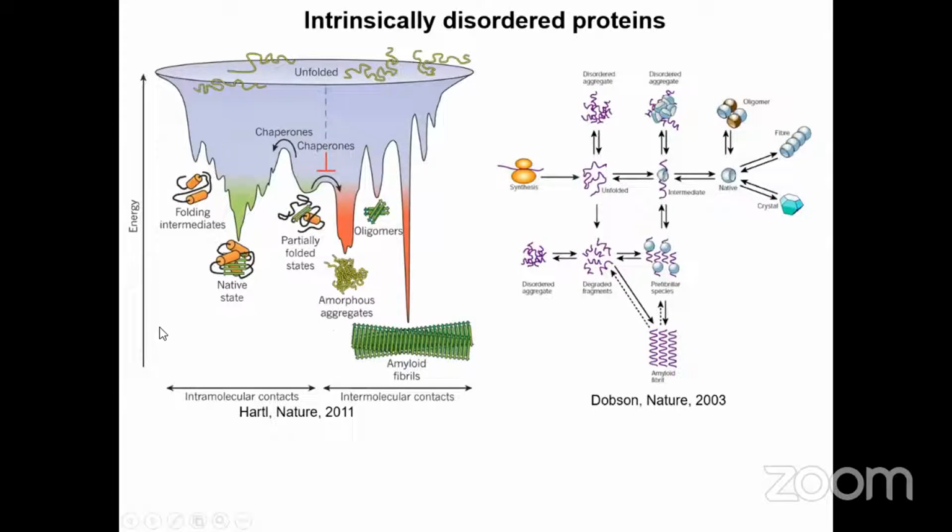Like sickle cell anemia, which is caused by amyloid-like fibers formed from the misfolding of hemoglobin. Hemoglobin is a globular protein, and most globular proteins have a definitive folding funnel.